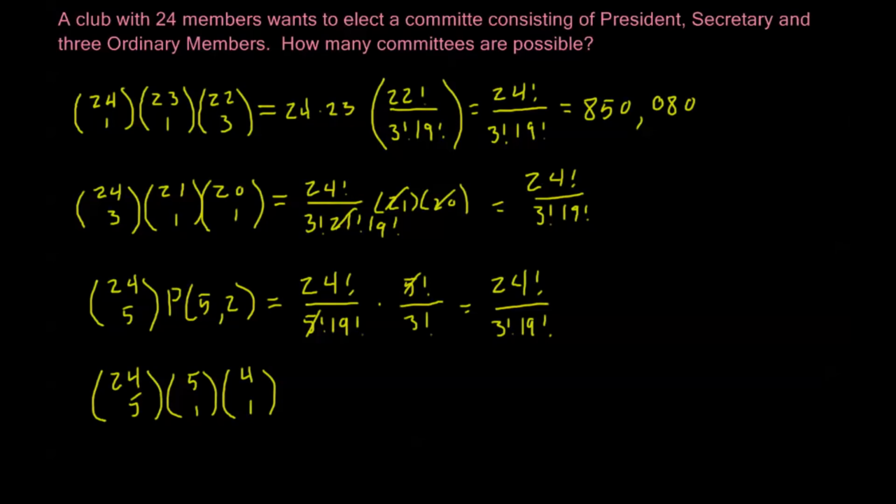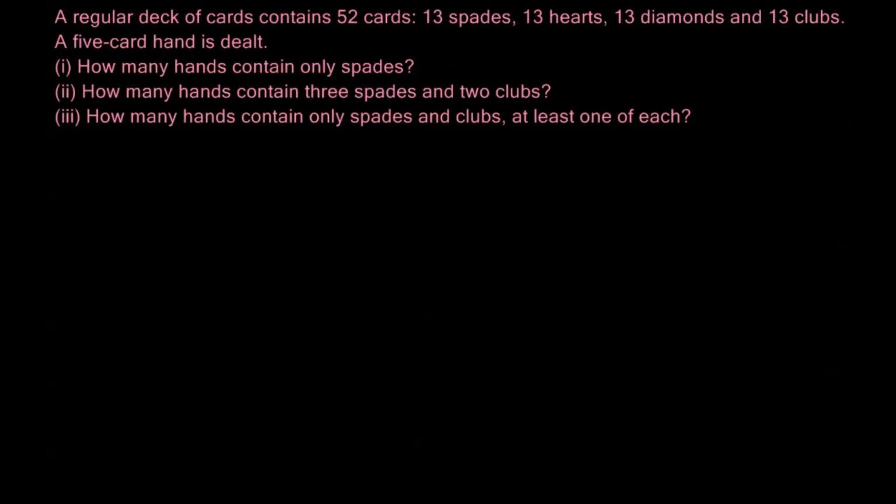All right, one last problem. This is dealing with cards. These are very popular problems when we talk about counting. So a regular deck of cards contains 52 cards: 13 spades, 13 hearts, 13 diamonds, and 13 clubs. A 5-card hand is dealt. How many hands contain only spades?